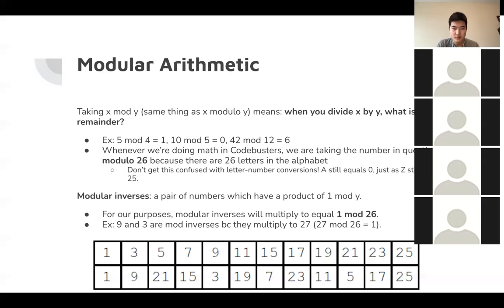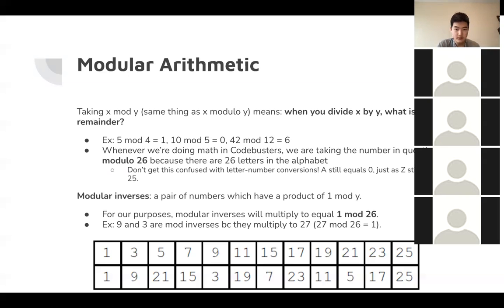So when we're doing math in Codebusters, the mod, aka the y or what's on the right of the mod operator, is always going to be 26. Because remember how I said we have to think about the alphabet as a circle and it repeats itself in Codebusters? If you imagine it as a clock, there's 26 different hours in the day. So once we complete one cycle, we need to refresh our hours. That's why we take everything mod 26. But once again, A is still 0. It's not 1 through 26, it's 0 through 25.